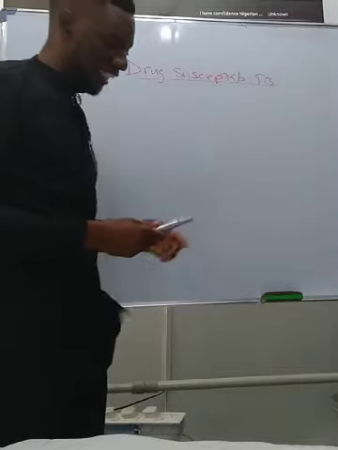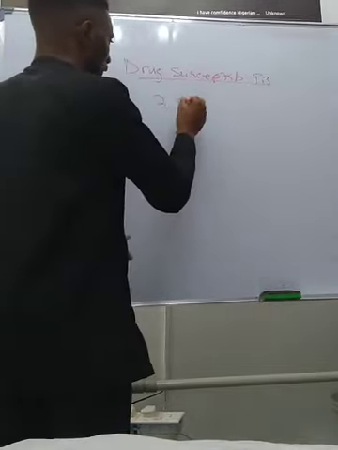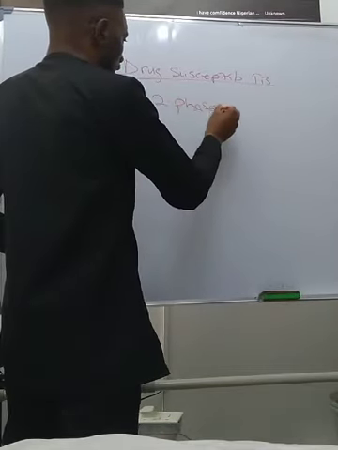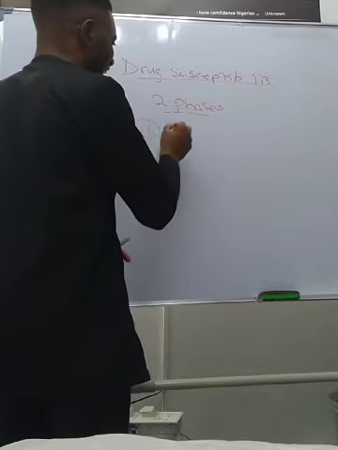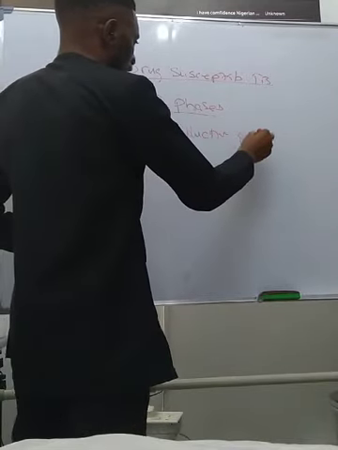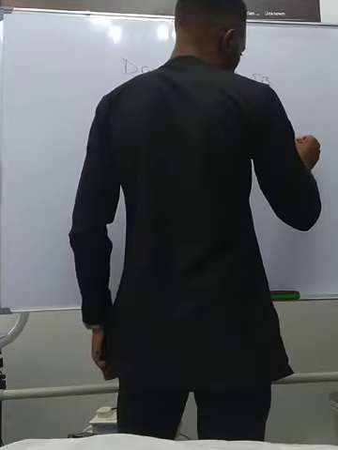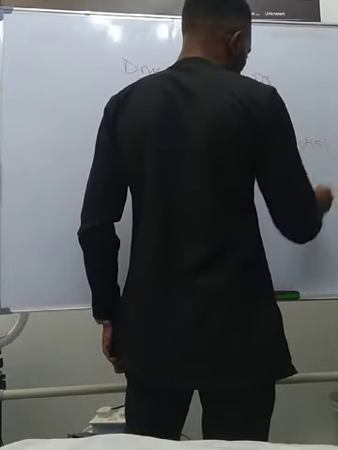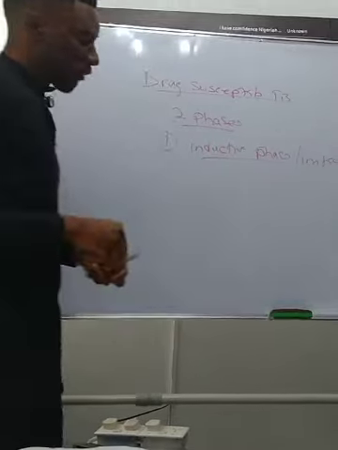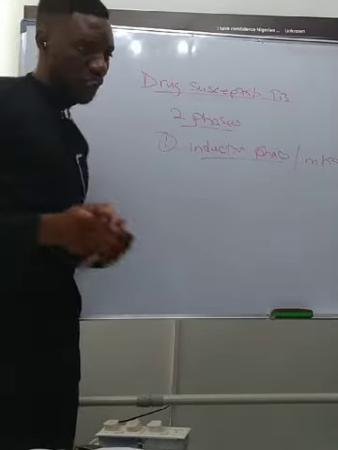It is treated in two phases. There are two phases that we treat TB in. Very important, there are two phases. The first step is called the induction phase, which is simply the initial phase. In the initial phase, for drug susceptible tuberculosis, we use 4 drugs that are recommended.